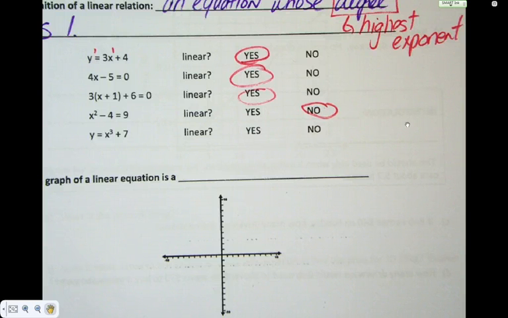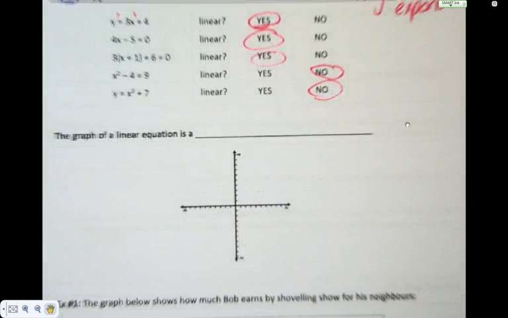The last one, ooh, what do we see? A cubed. Is that linear? No. That's called a cubic function, which you'll meet in grade 11. Thumbs up whether you can tell if an equation is linear. I get this, I'm kind of getting this, I'm not getting this, because it's the first thing we need to do. Is it linear, yes or no? Perfect. Now we're going to go to the graph.